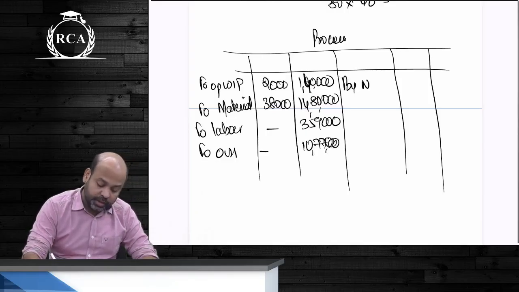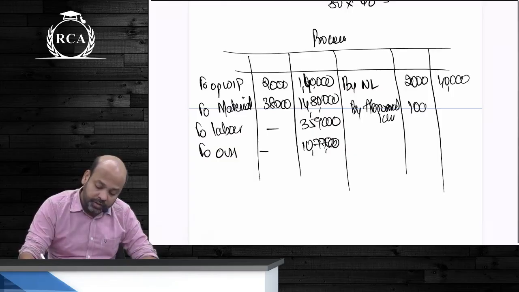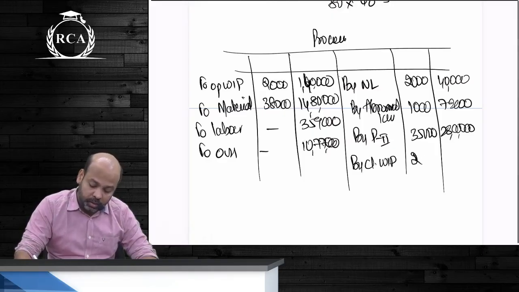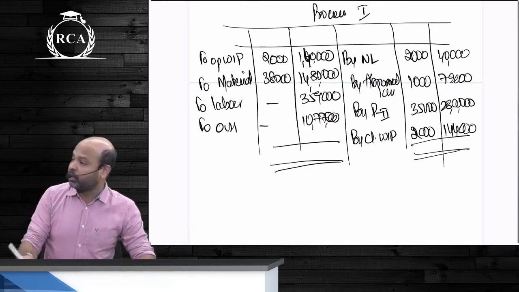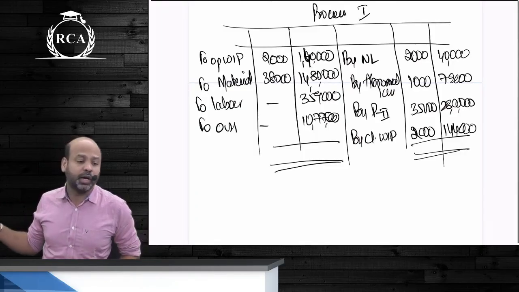By normal loss, beta, 2,000 units, 40,000. By abnormal loss, 1,000 units, beta, valued at 72,000. By process 2, 35,000 units valued at 28 lakhs. By closing work in progress, 2,000 units, 1,44,000. This is your process 1 account. If you prepare the normal loss account, guys, the entire amount will be by cash. In the abnormal loss account, write by cash and transfer the rest to the P&L account.